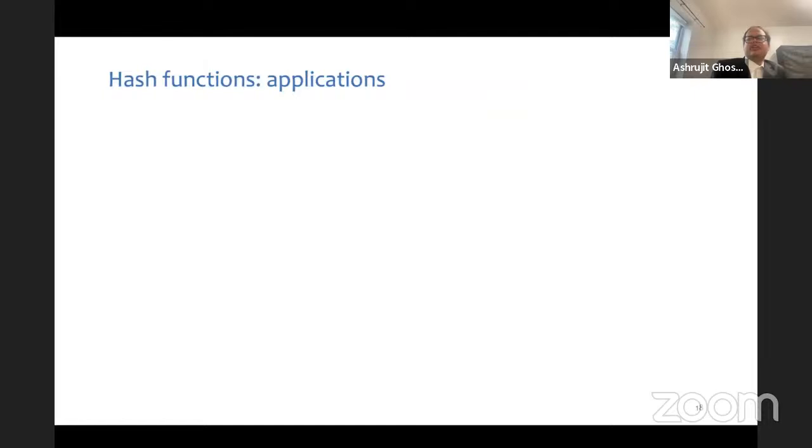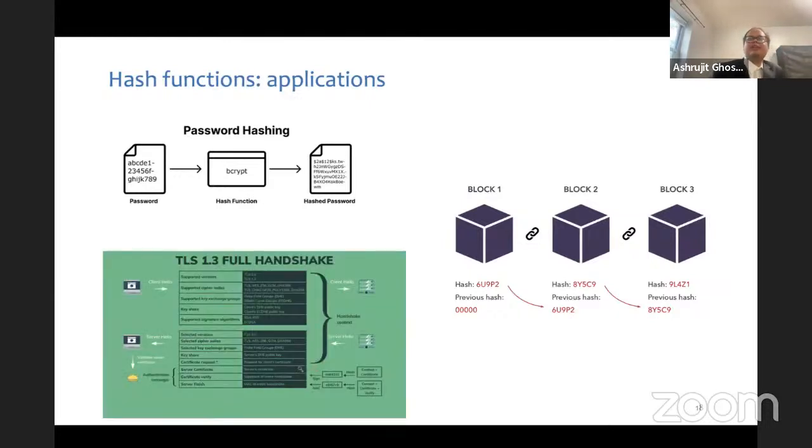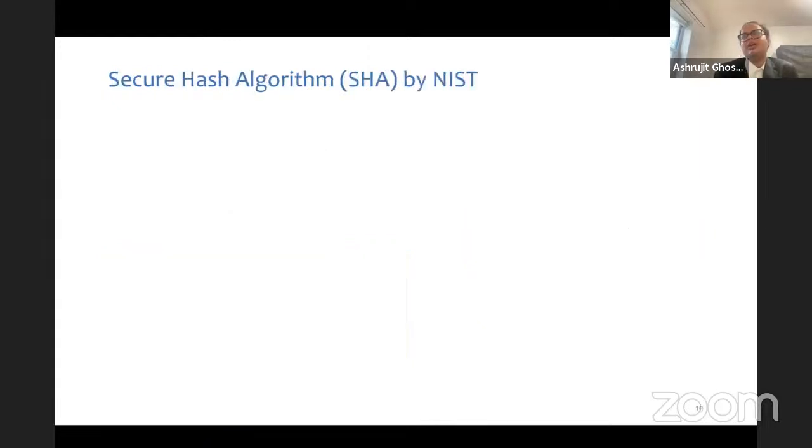They have numerous applications in practice. They are used in password hashing, in blockchains, and within the authentication mechanism of TLS, something that underlies a lot of the internet traffic. Because they are used so widely, NIST has standardized hash functions. These standardized hash functions are known as secure hash algorithms, or SHA.